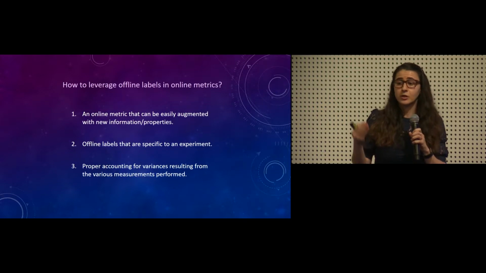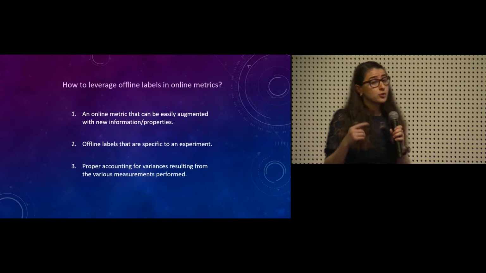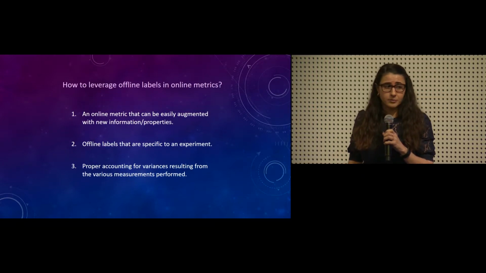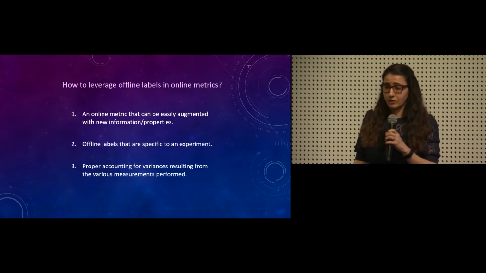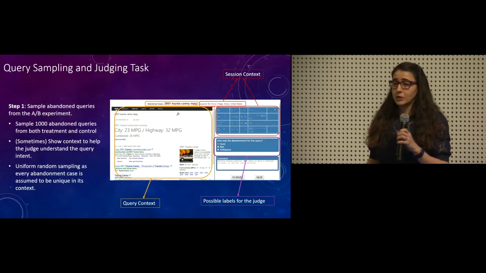We're going to label actual queries from our experiments, and then we need to properly account for all the variances that are coming from our measurement, because we now have two measurements, offline and online. So this is the task that we collect labels for.